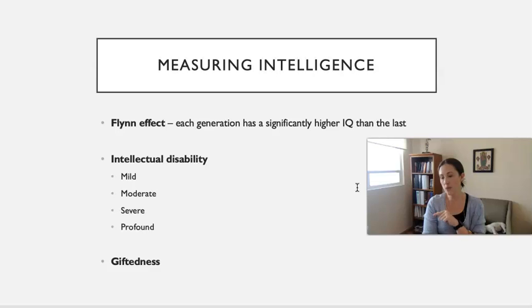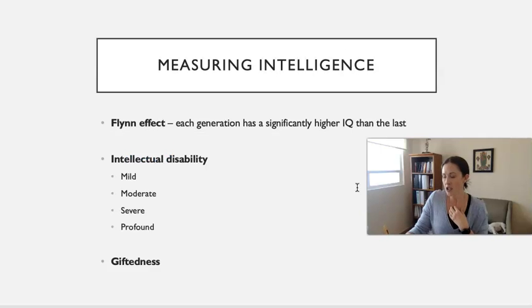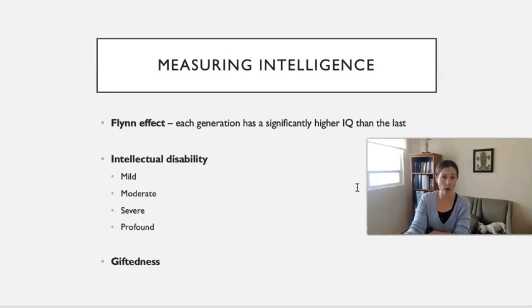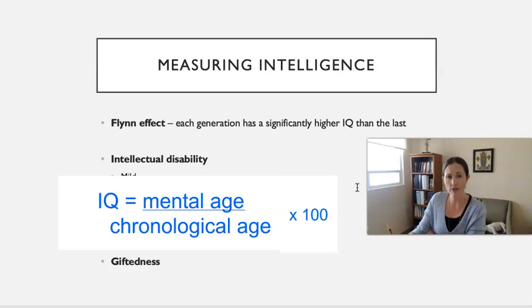By the way, when we talk about the score, now you don't get a mental age score. Now the score you get is called your IQ. IQ was created by William Stern, and he was German. And it's an equation. Now, when he did it, it was a very simple equation. It's a lot more complex now, but it's still the same. The equation for IQ is mental age over chronological age times 100.